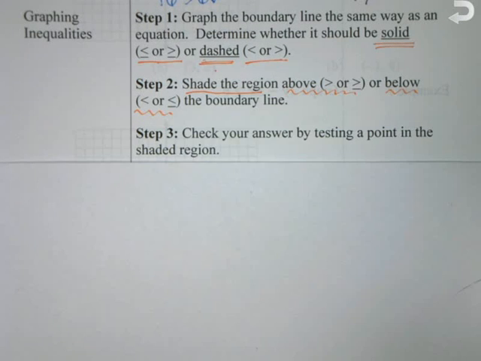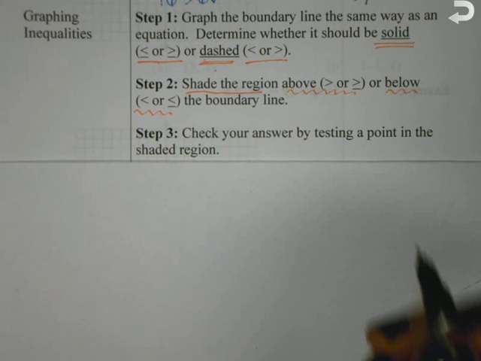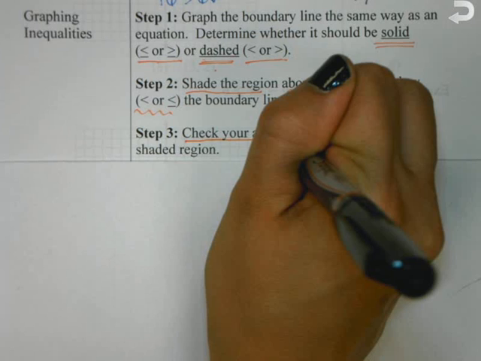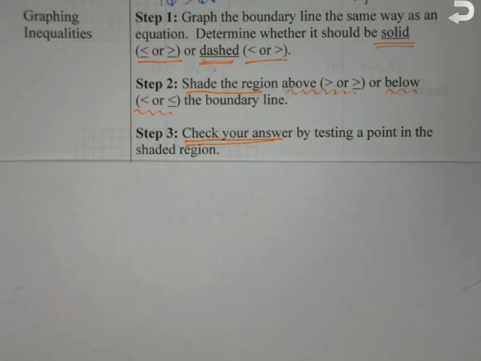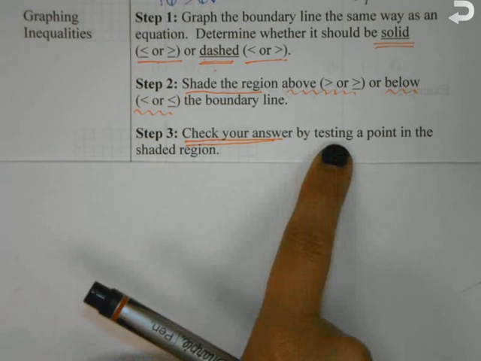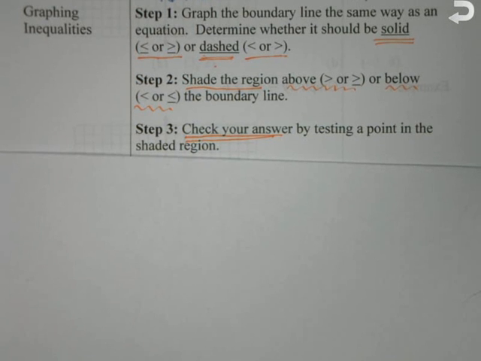And then we always want to check our answer with this stuff because since there's so many steps, it is possible to make a mistake. So you check your answer by testing a point that's in the shaded region. The shaded region means that our answer is in this area. So if we pick a point, it should show up as a true statement. Let's do an example. Example 5.